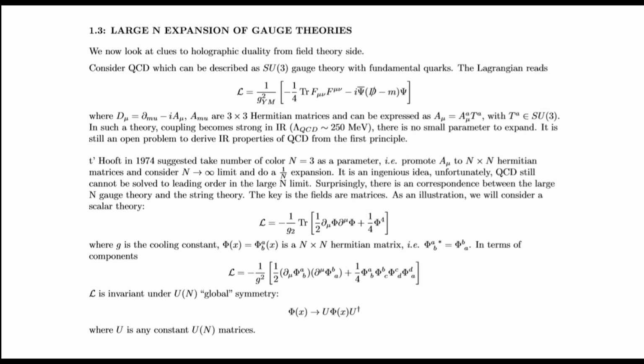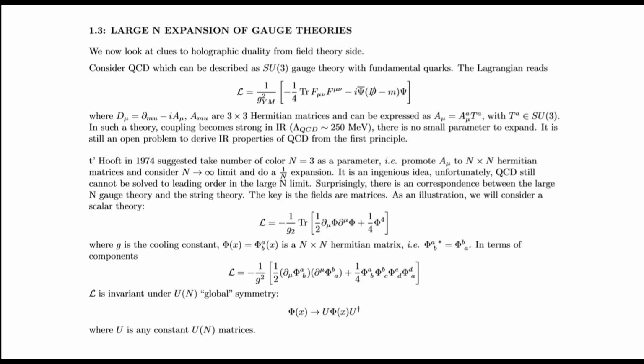Large N expansion of gauge theories. We now look at clues to holographic duality from the field theory side. Consider quantum chromodynamics, which can be described as an SU(3) gauge theory with fundamental quarks. The Lagrangian leads to this, where A mu are 3x3 Hermitian matrices and can be expressed as this. In such a theory, coupling becomes strong in the IR. There is no small parameter to expand. It is still an open problem to derive IR properties of quantum chromodynamics from first principles.